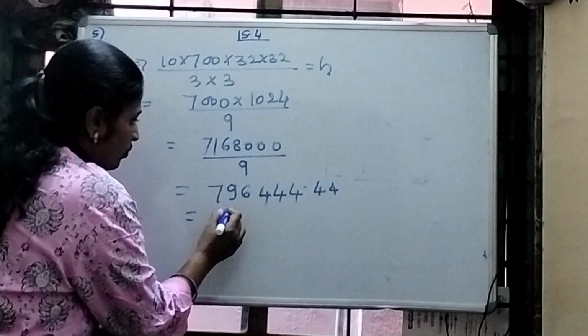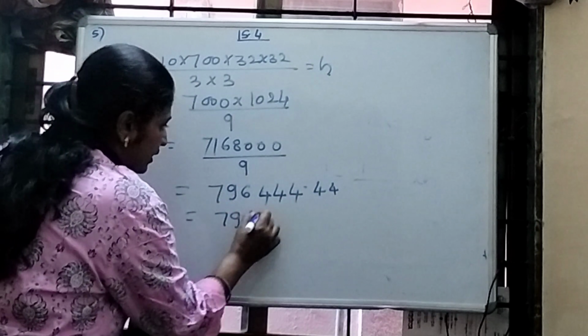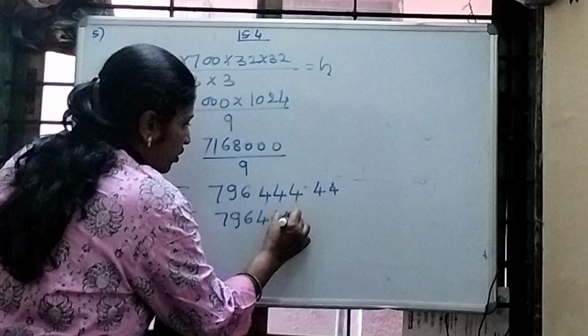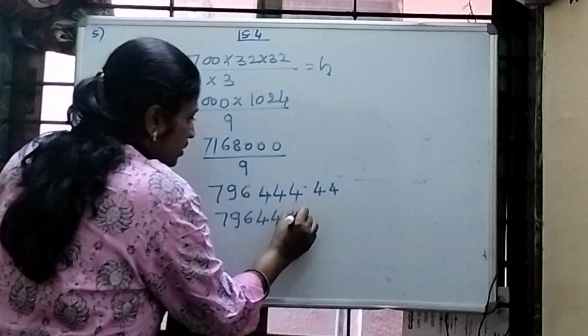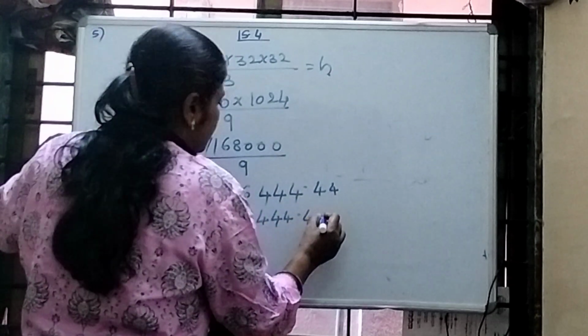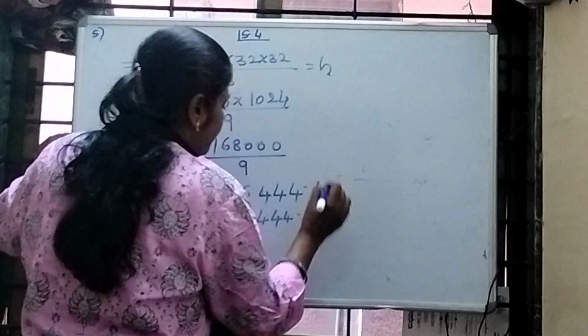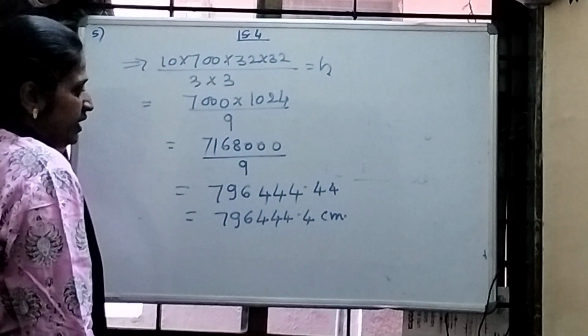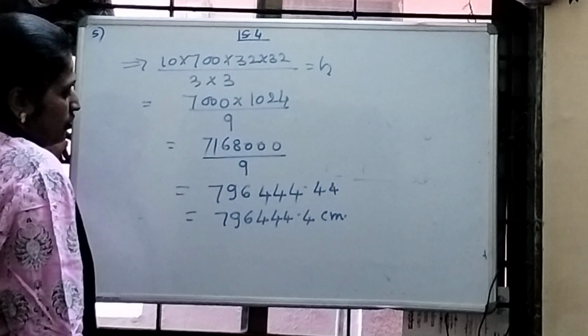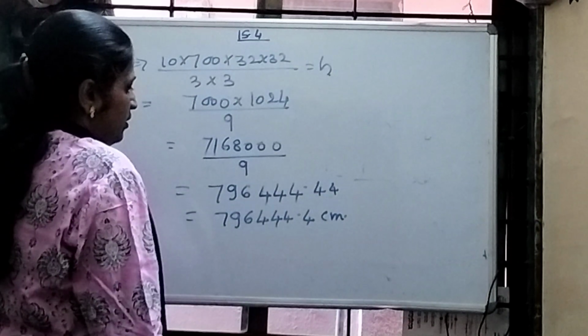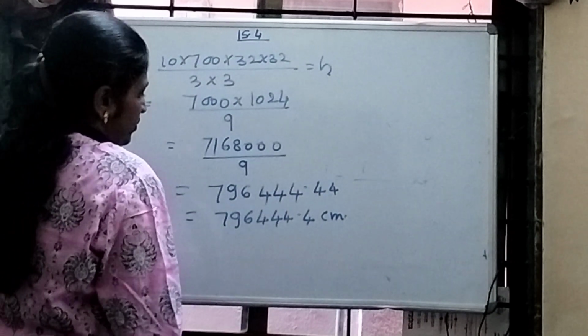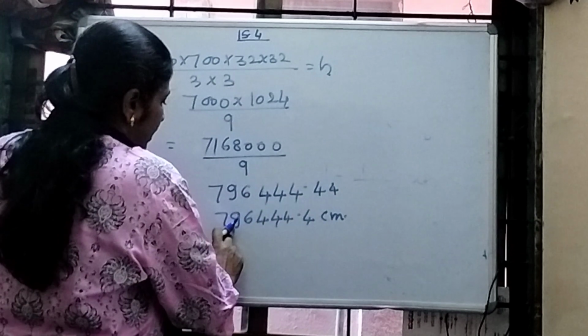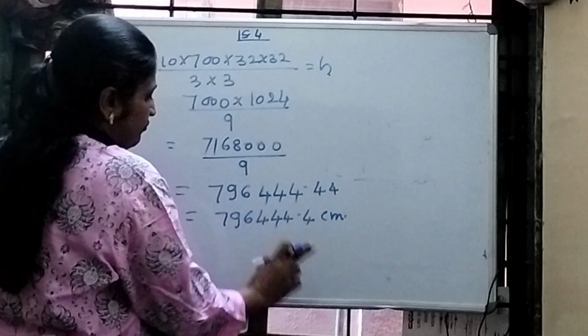So overall we take 796,444.4 centimeters. If we want it in meters, we need to divide by 100, since 100 centimeters is equal to 1 meter. Dividing by 100, we get 7,964 meters.